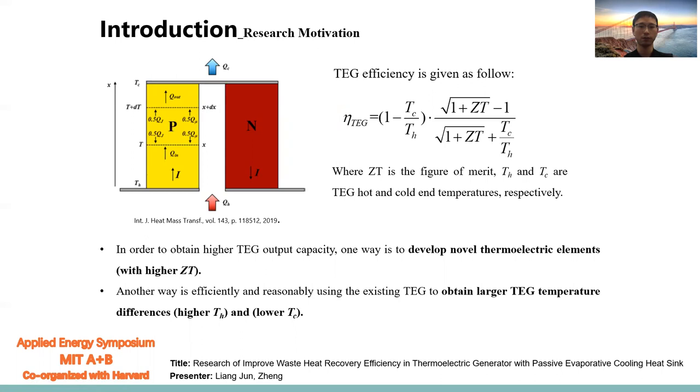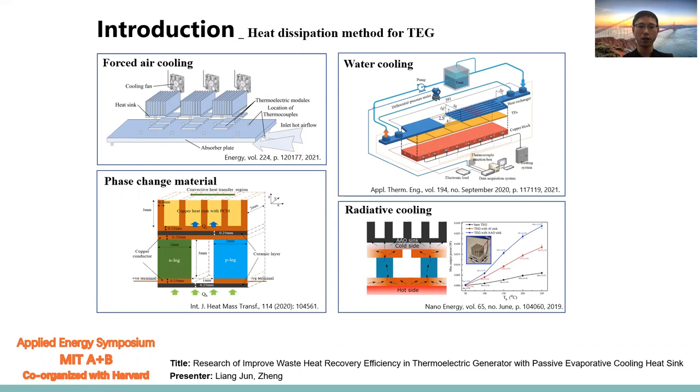These days there are a lot of heat dissipation methods used with TEG, such as the forced air cooling method and the water cooling method. These two methods are very useful and efficient, but they still have a disadvantage: they need external energy, while the TEG energy conversion performance is very low. So they are unsuitable for TEG.